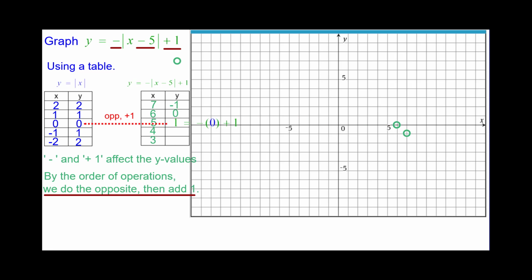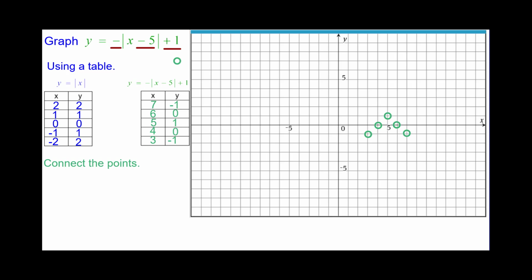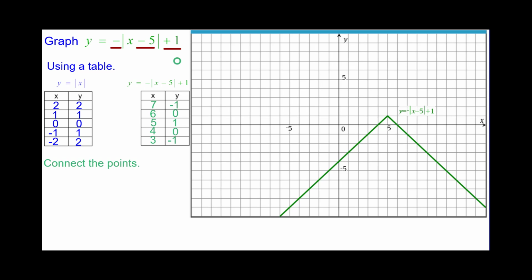And here are the remainder of the points. 5, 1. 4, 0, and 3, negative 1. Connect the points to make it look like an absolute value V, in this case opening downwards, and we compare it to the parent function.